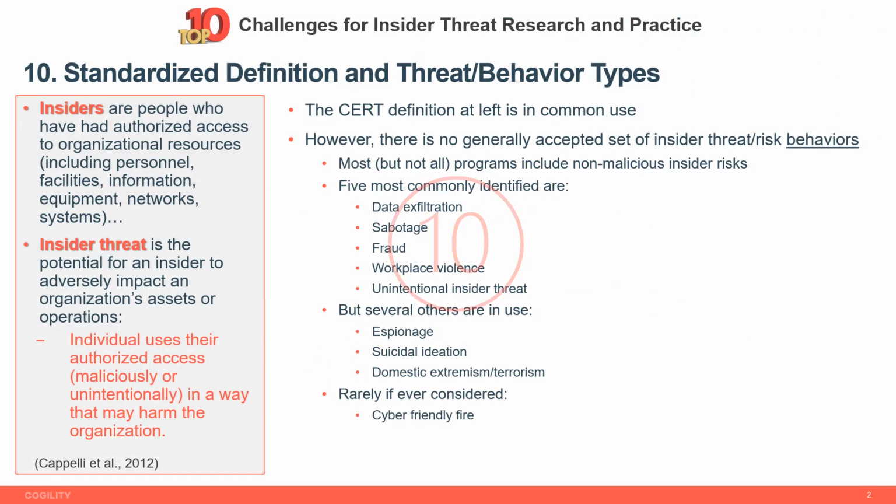Number 10 on my list is establish a standard definition of insider threat, and especially a list of concerning threat behavior types. There's already a broad agreement on the definition of insider threats as the potential for an insider to use their authorized access to organizational resources in ways that may harm the organization or its assets. This can be either malicious or unintentional harm.